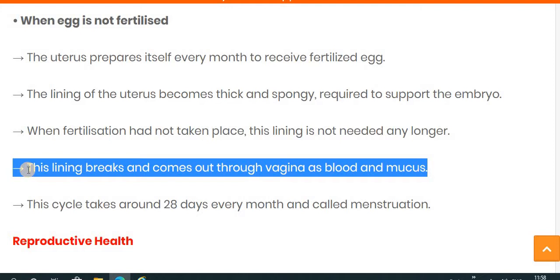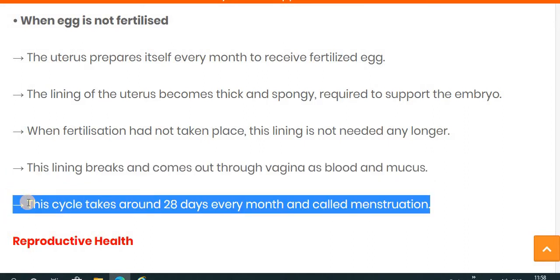So this lining breaks and comes out through the vagina as blood and mucus. This cycle takes around 28 days every month, and it is called menstruation. Now we first write down menstruation. Then in this topic you have to write about the condition when the egg is not fertilized.